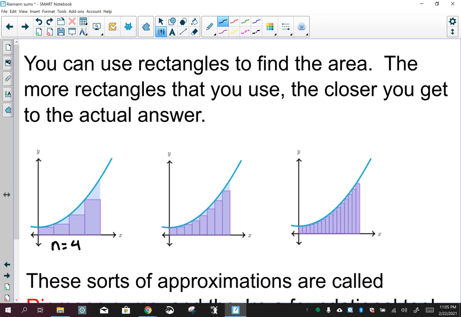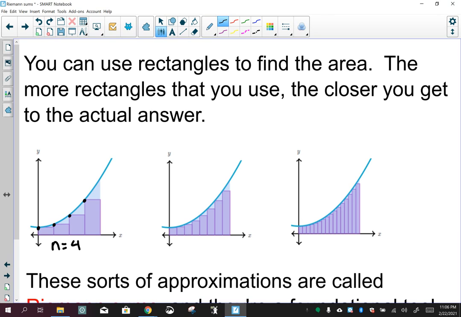And so what this is telling you is that your n, that's how many rectangles they want you to use, and they want you to be uniform. And then you'll notice too, while we're on this, that each one of these rectangles touch the actual curve. And so that's also what's going to name what you're going to be doing.